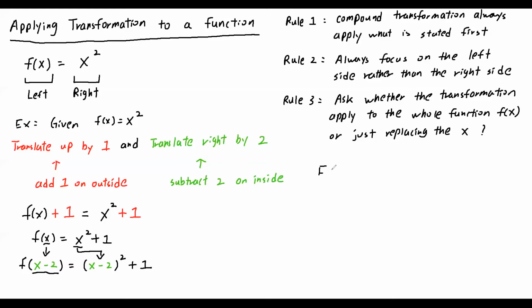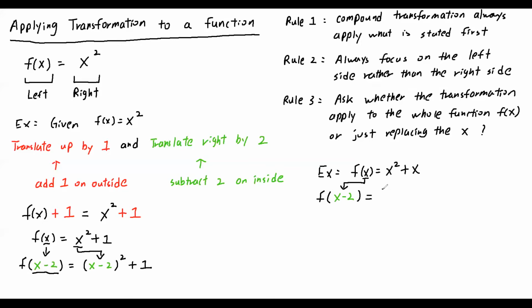Now, let's take a look at a more extreme example. If we have f of x is equal to x squared plus x, and we apply the same transformation, translate right by 2, what will happen to our equation? If we focus on the left side, we will have f of x minus 2 on the inside, which means that our original x is being replaced by x minus 2. So all the x needs to be replaced by x minus 2.